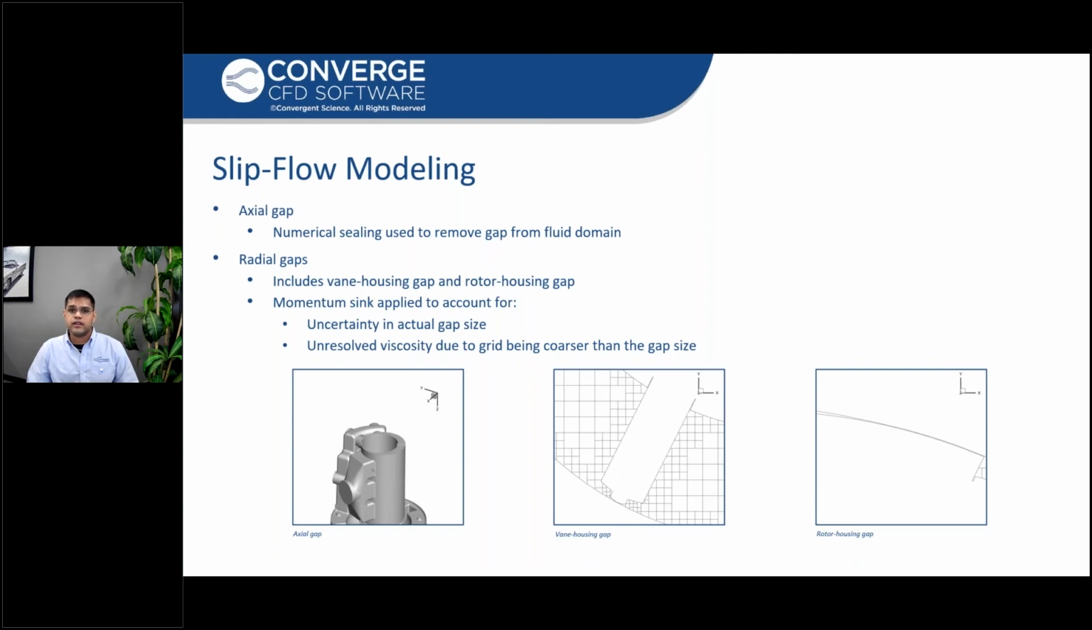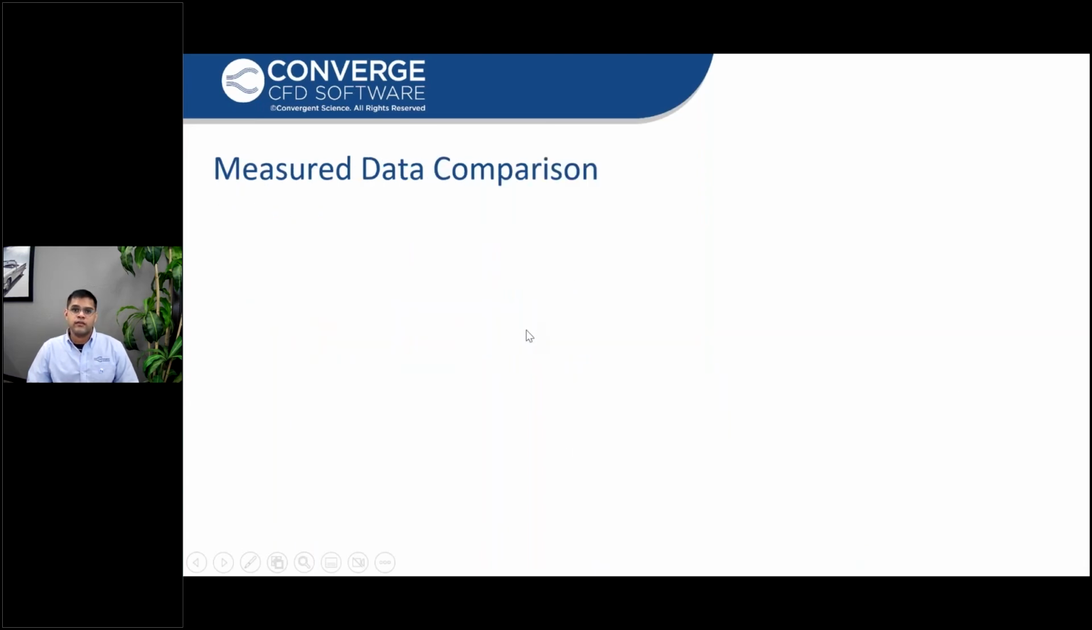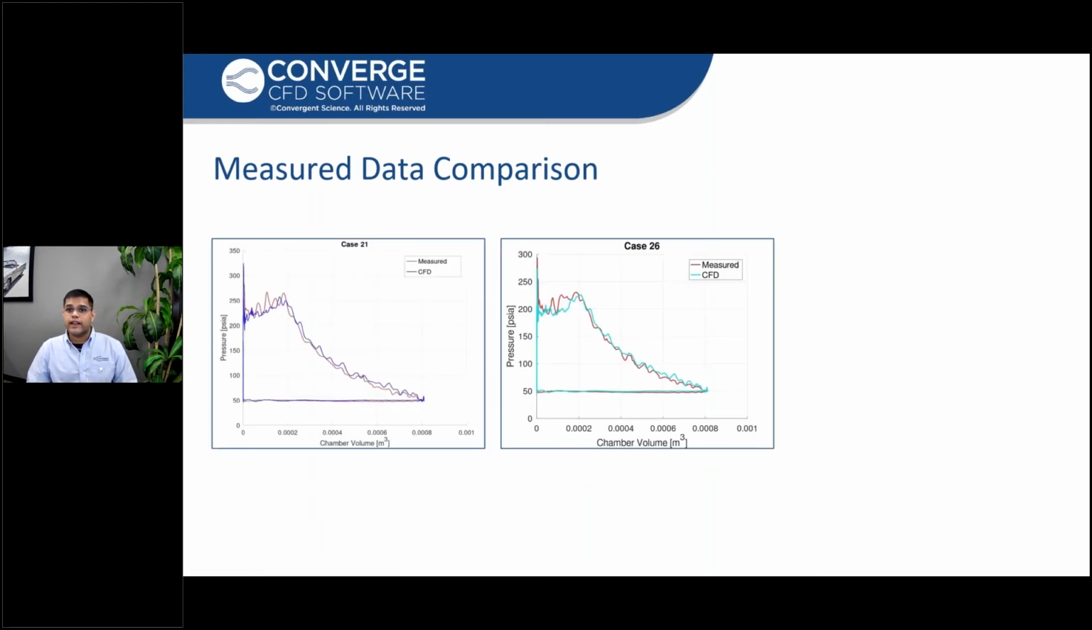And second is, even though we have added refinement, the grid size around the gaps is still coarser than the gap size. This leads to unresolved viscosity, which might affect our CFD simulation, and we account for that using our momentum sink approach or a porous media approach. Once we deploy all these models and run the simulation, we can start comparing our data with the actual measured data. First we'll look at the indicator diagrams.